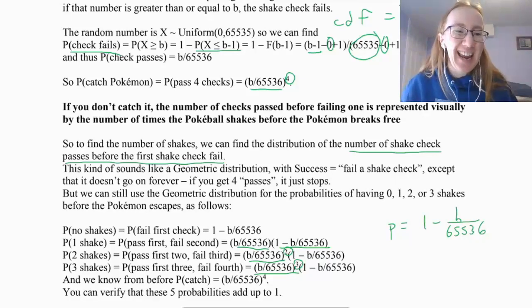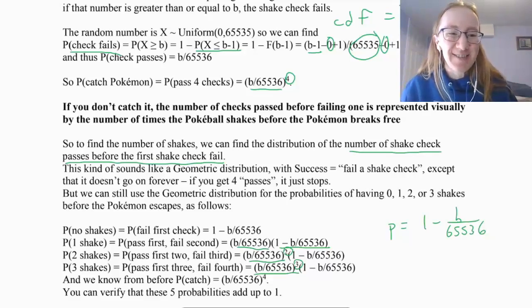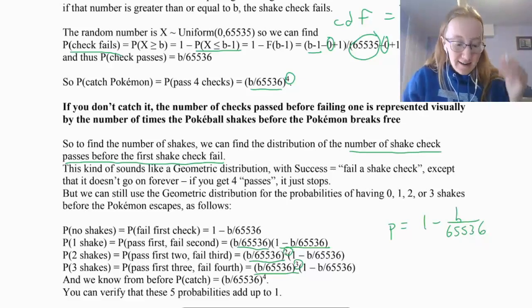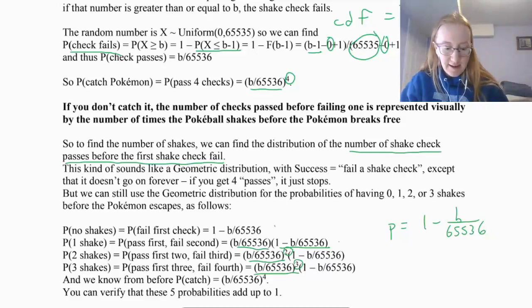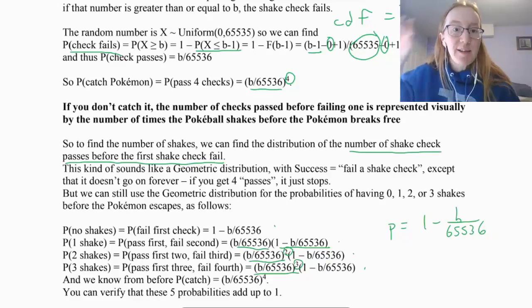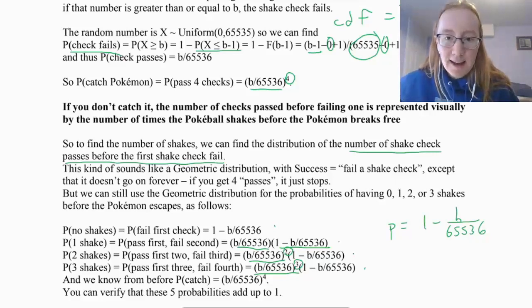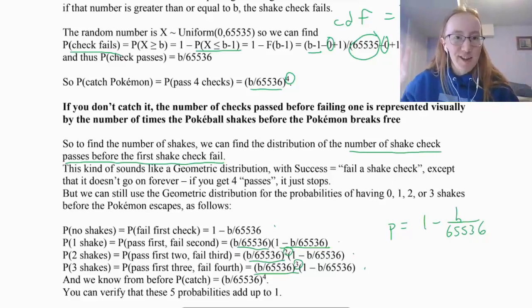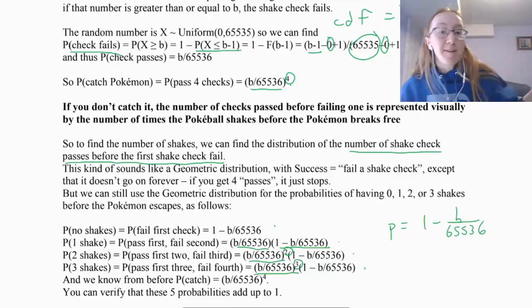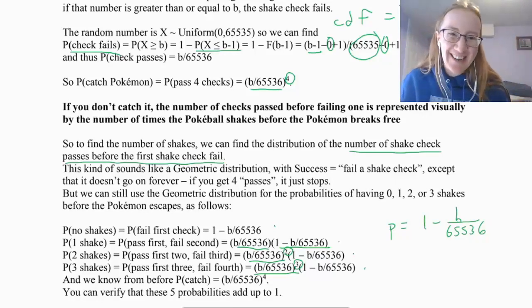It's the worst naming convention. Whoever named these distributions needs a swift smack upside the head. But yeah, geometric is because the sequence of these probabilities is a geometric series, right? If you look at this, this, this, and this, it's a geometric series with a common ratio of, in this case, b over 65536, in general, 1 minus p. So it's a geometric series. Hypergeometric has nothing at all to do with geometric. It's one of those weird things that I wish there was a different name for it.